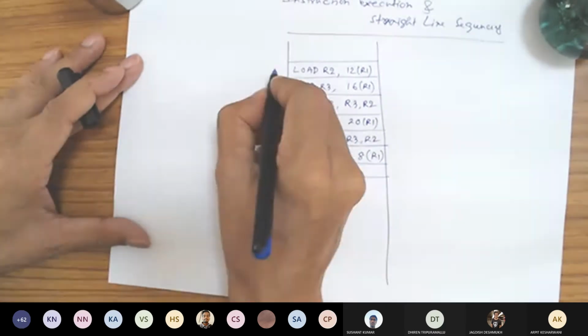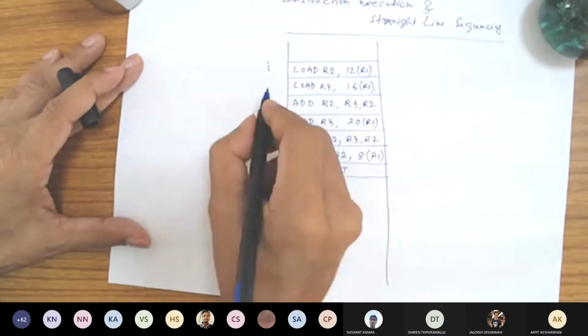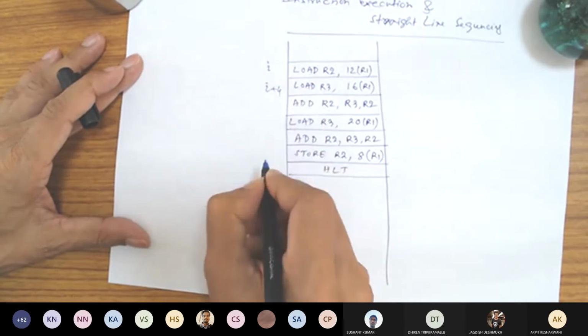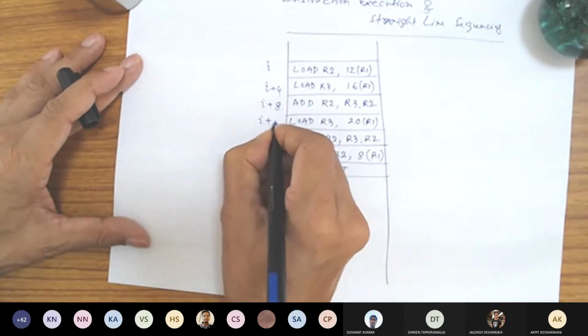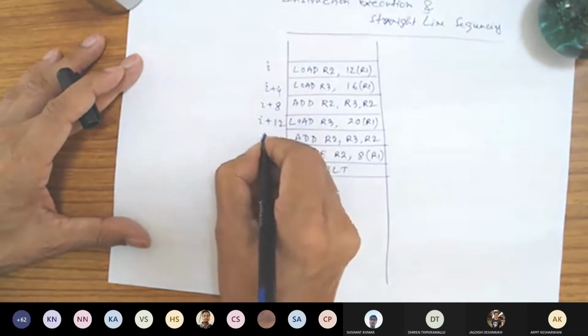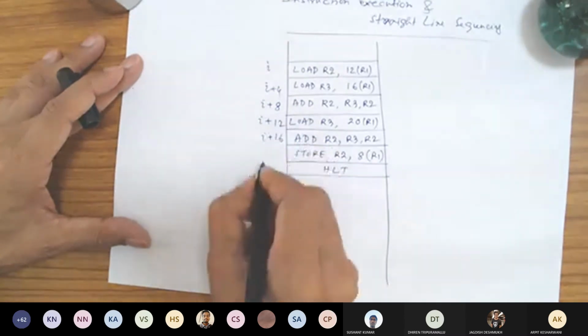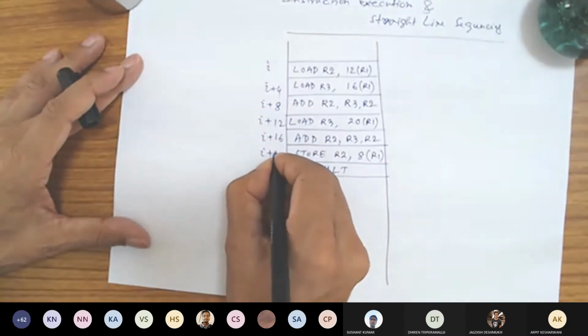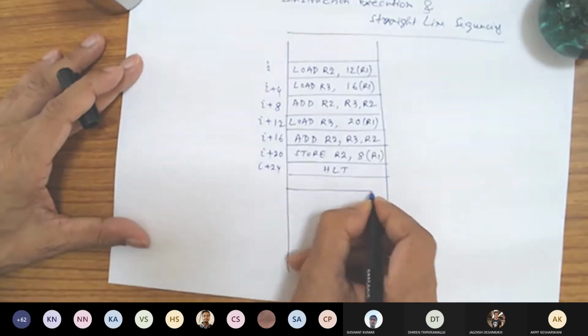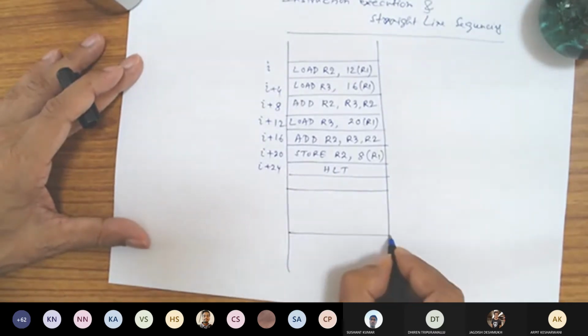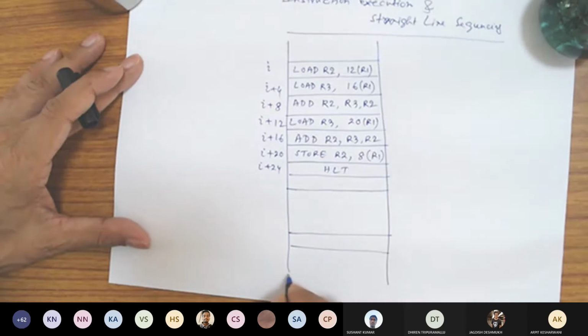If the location of this instruction is I, this will be I plus 4, this will be I plus 8, this will be I plus 12, this will be I plus 16, this will be I plus 20, this will be I plus 24, and so on. And your locations may be here.